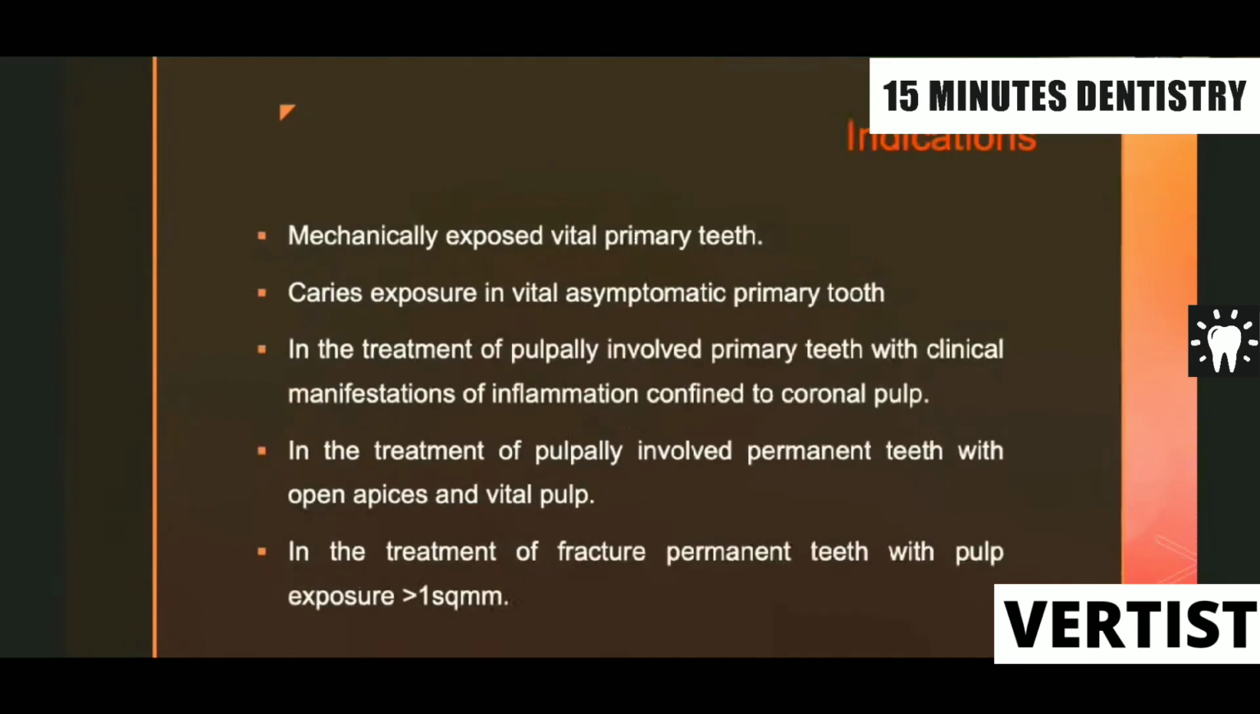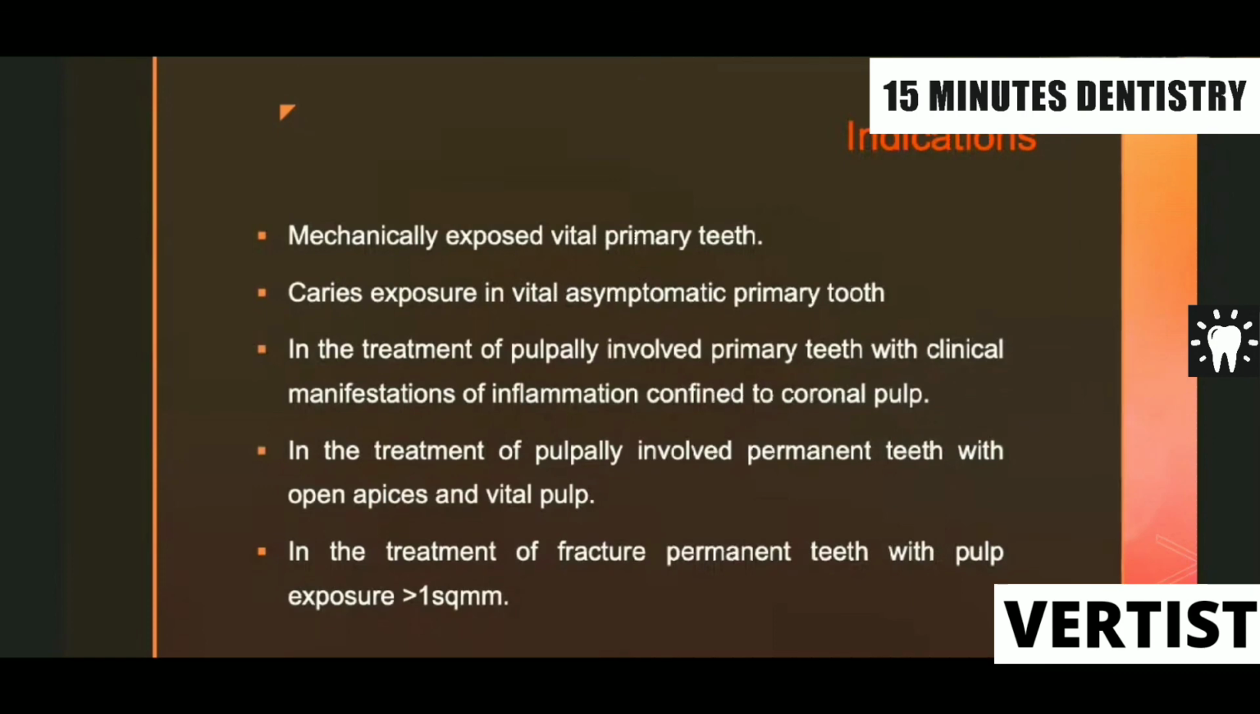These are the indications when there is a mechanically exposed vital pulp. The thing is, you take out the coronal portion of the pulp, put in a medicament, and see that the rest of the vitality of the pulp is maintained. That is very important. The caries exposure in vital asymptomatic primary teeth, in the treatment of pulpally involved primary teeth with clinical manifestation of inflammation, in the treatment of pulpally involved permanent teeth with open apices, and in the treatment of fractured permanent teeth with pulp exposure.